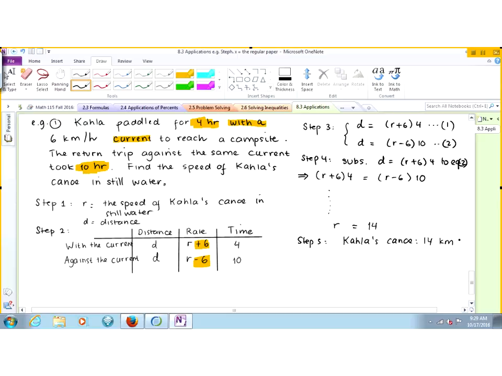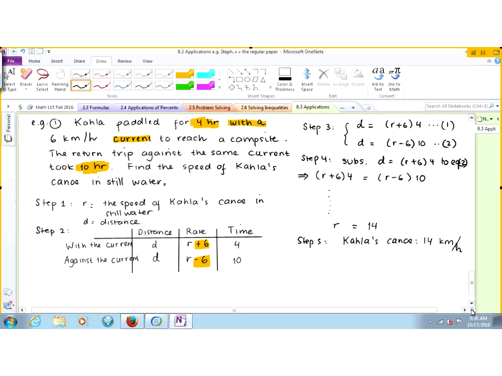So what is the speed of Kayla's canoe? 14 what? What is the unit? Okay. 14 kilometers per hour. Yes. All right. Doable? Okay. Now do another one. Yeah, let's do another one.